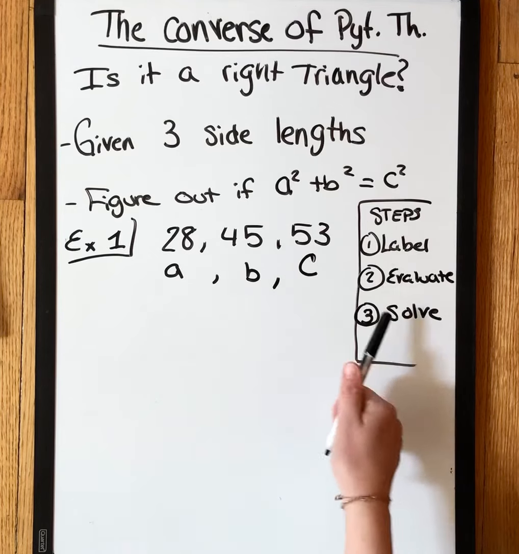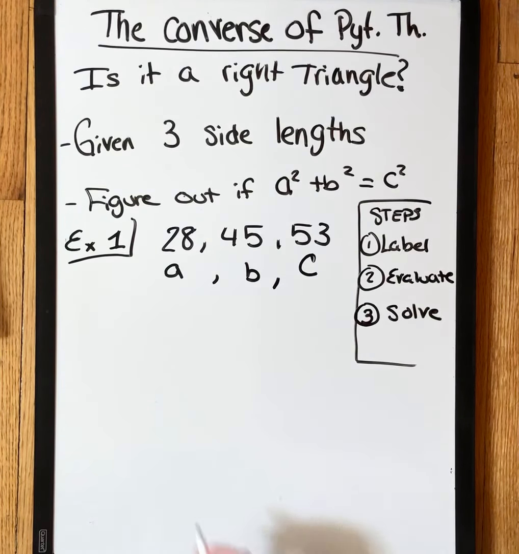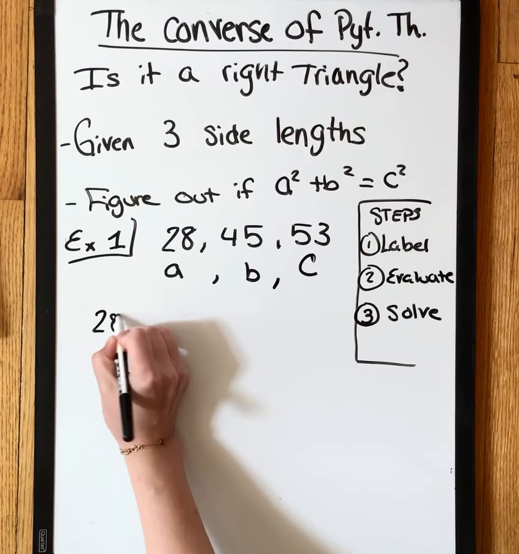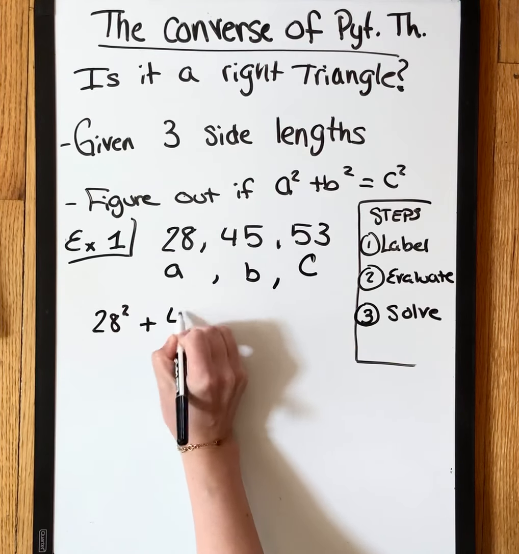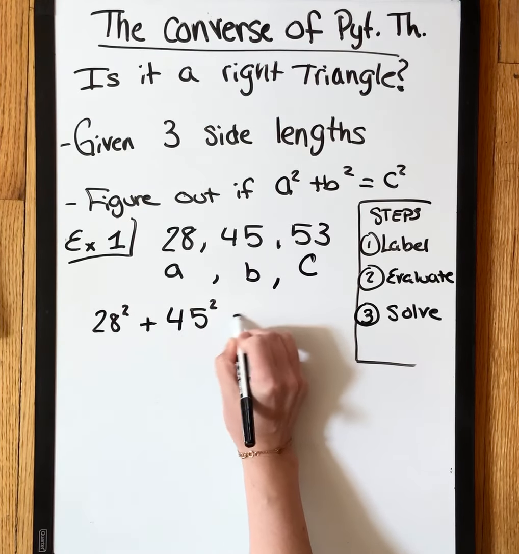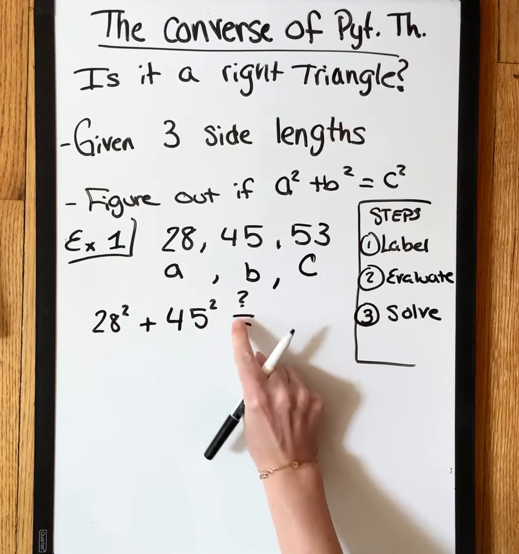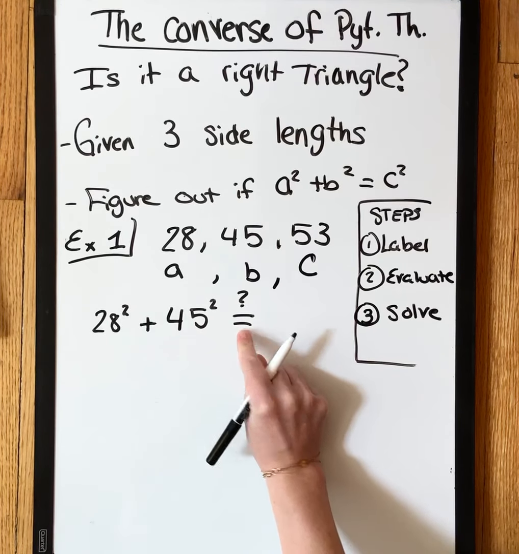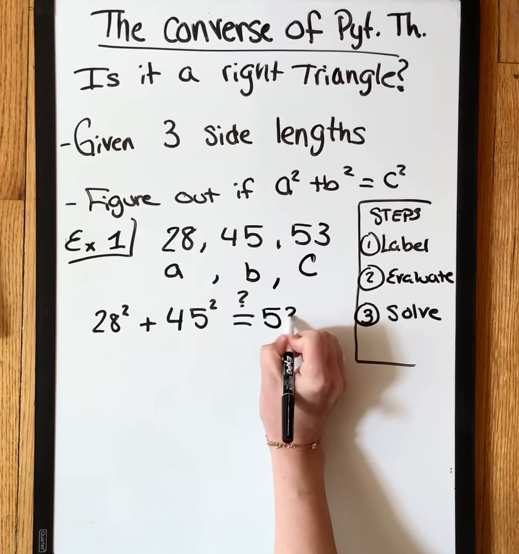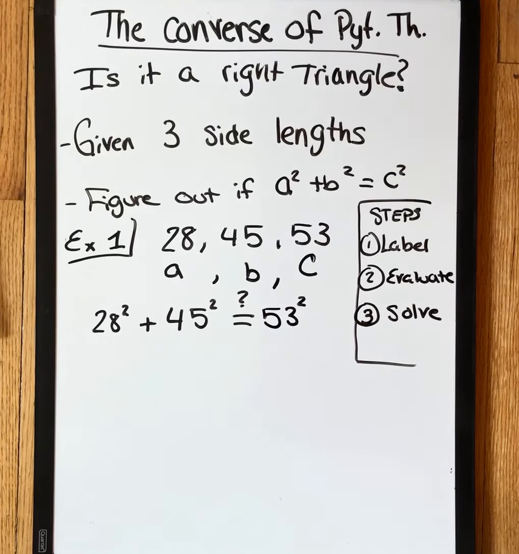And then we want to evaluate. So we're going to use that same Pythagorean theorem. We're going to say basically, does 28 squared plus 45 squared equal, and I'm putting a little question mark above my equal sign because I'm not sure if it's a true statement or not, does that equal 53 squared? And then I simply plug that information into my calculator to solve it.